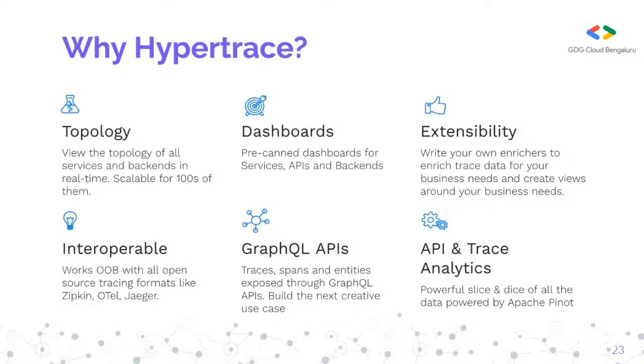It is extensible. You can write your own insights for your business use case, and you can use that. It is interoperable between different formats like Jaeger, Zipkin, and OpenTelemetry formats, and it comes with GraphQL, so you can utilize the GraphQL functionalities to build queries for your particular use case. There's also API and trace analytics. It provides you powerful slice and dice functionality on top of Pinot. That is what we have seen in Explorer itself.